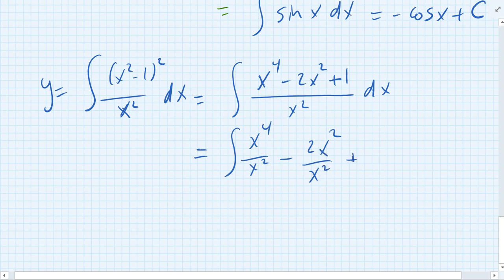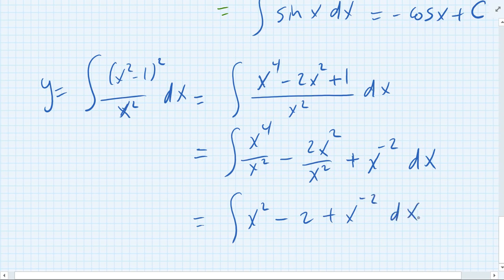plus 1 over x squared, but do I really want to write that as a negative power? Because I'm going to do power rule. Simplify these other two. What's the first term? x squared minus 2, because the x squareds cancel out, plus x to the negative 2 dx.